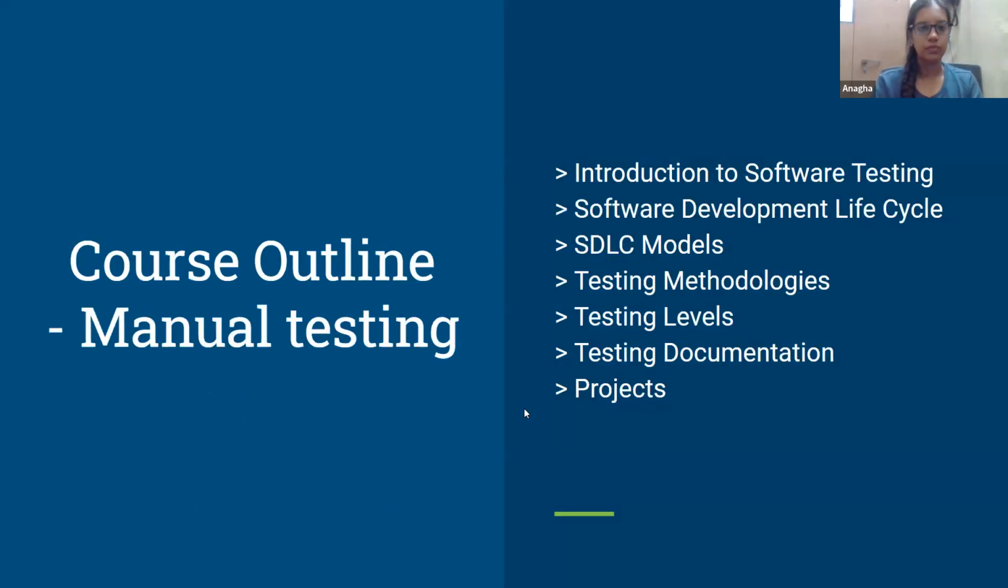So next, moving on to the course outline for manual testing. As I was telling, there will be an introduction to software testing. We will go in depth into the software development life cycle. The life cycle is the process, like I was telling: first writing the document, then development, then software testing, then finding bugs, then fixing bugs, and then retesting. This is the basic life cycle that we discussed today. And then there are separate SDLC models, like the waterfall model and the agile model.